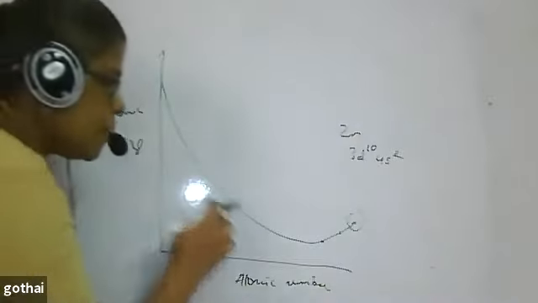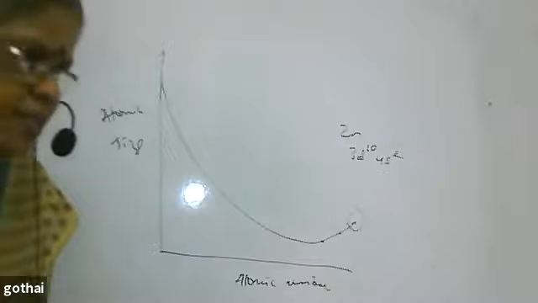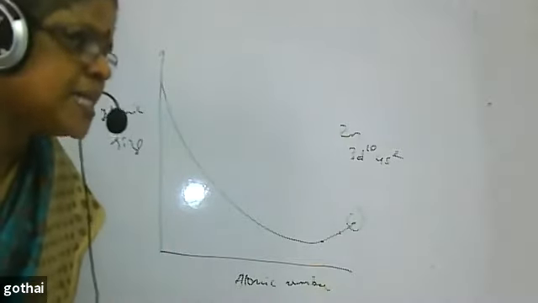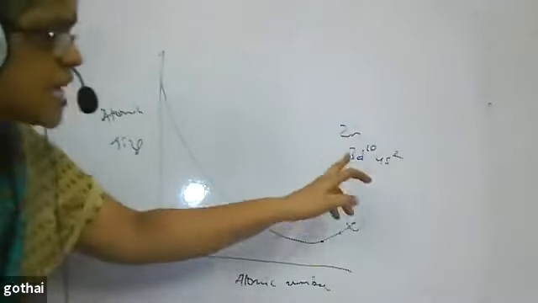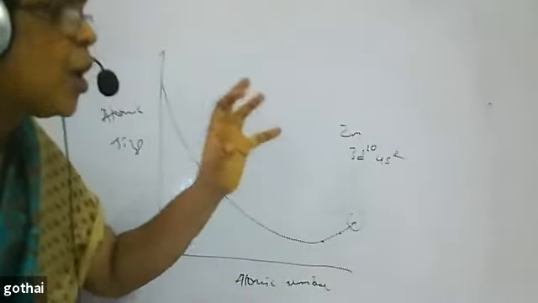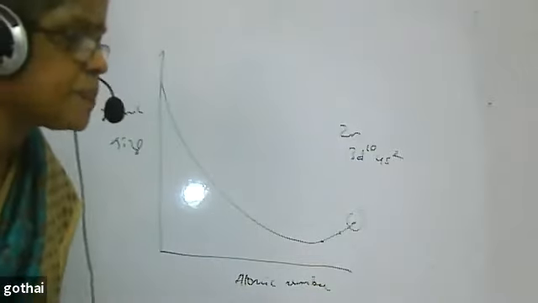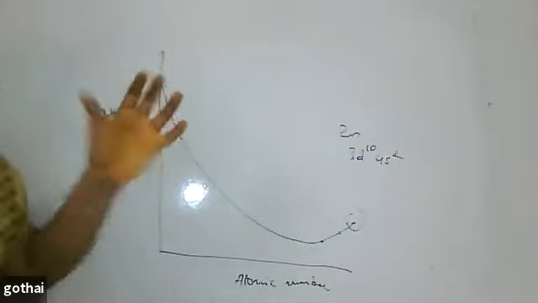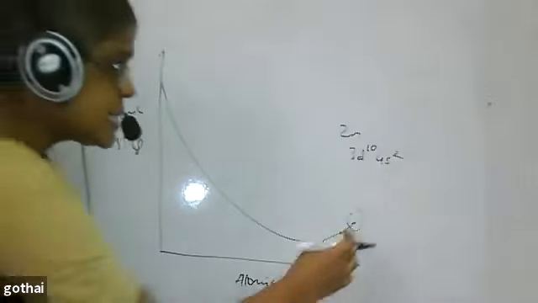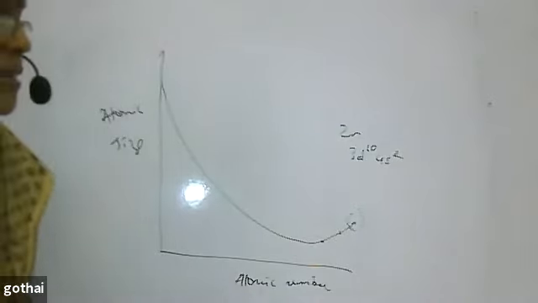When I move along the period, the size of the atom decreases due to increase in effective nuclear charge, which increases due to the increase in the atomic number. But here, the size of the orbital becomes smaller and could not accommodate all the 10 electrons. Interelectronic repulsion is higher. To overcome the interelectronic repulsion, the atomic size increases. So zinc is slightly larger than copper. We expect that zinc should be smaller than copper, but zinc is slightly bigger than copper.